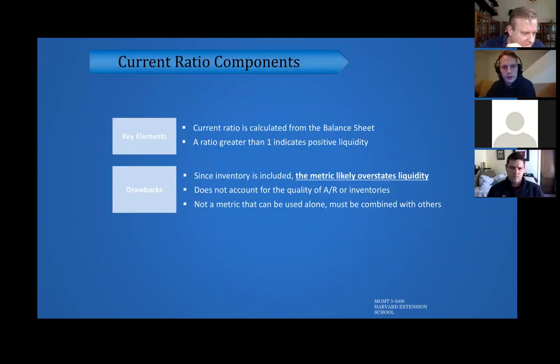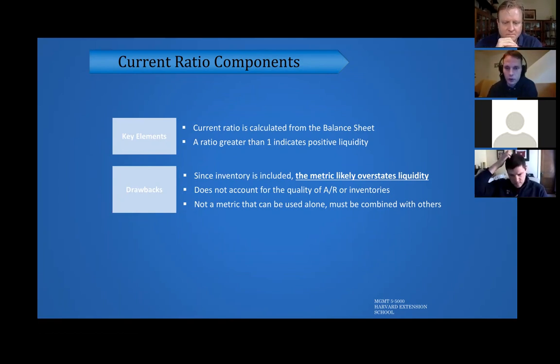So just a couple of things. The key element to this, as I said, is calculated on the balance sheet. Now, a ratio of 1 indicates positive liquidity, so more current assets over current liabilities. Now, the drawback is that it includes inventory. Since it includes inventory and accounts receivable, typically it overstates liquidity a little bit, because the quality of AR and the ability to liquidate inventories typically takes a little longer than a year. So as I said previously, it's a great metric just for kind of a sense check on a business, but it can't be used by itself. Now, if we go forward.